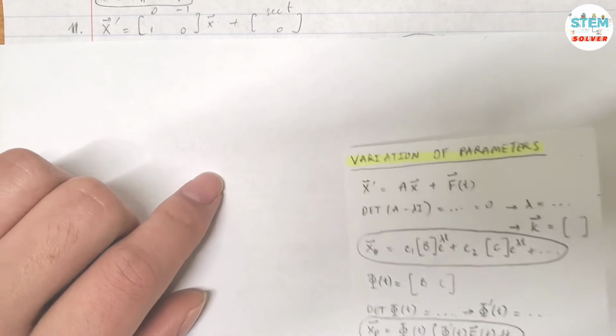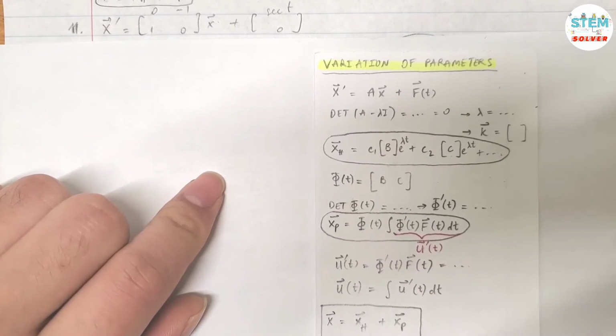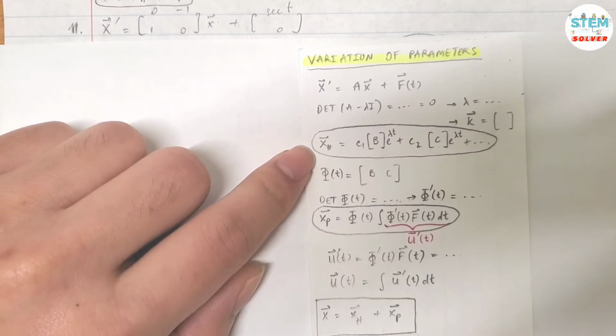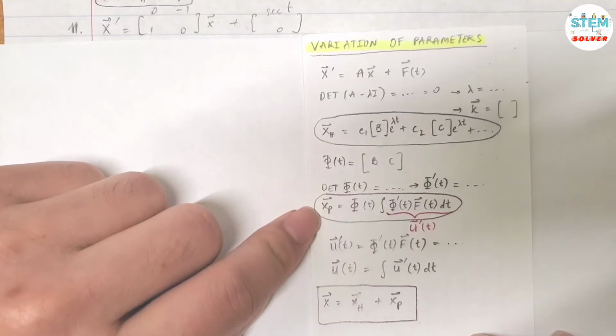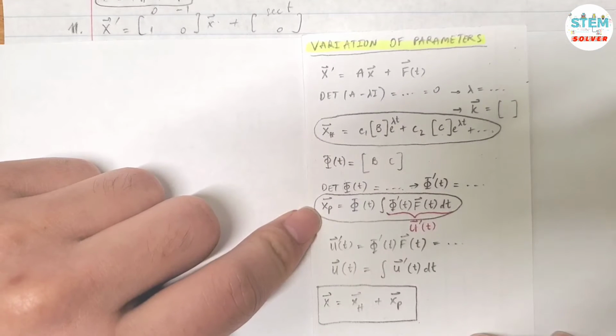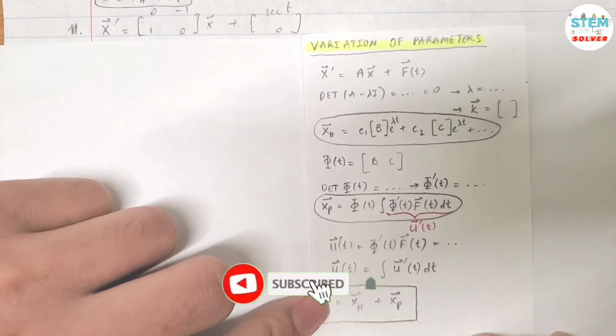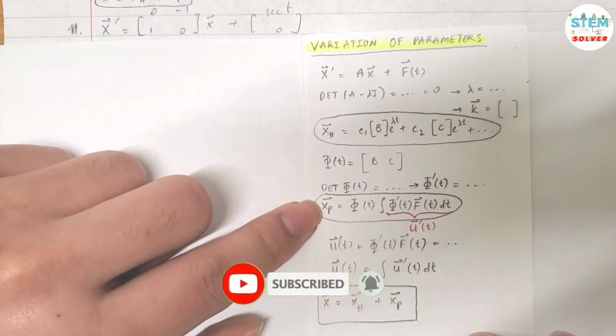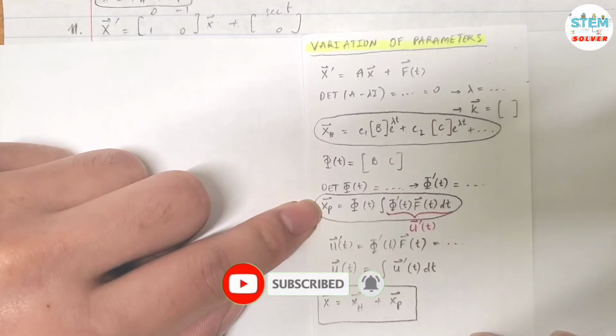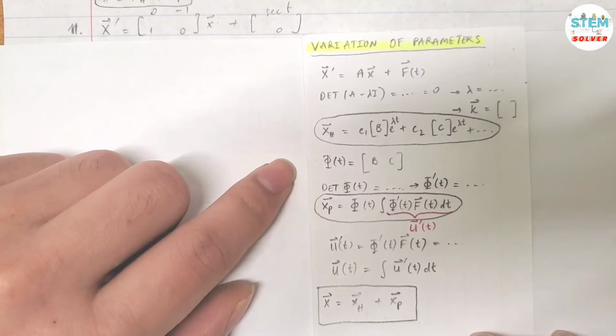Use variation of parameters to solve the given system. So you have this system, and to use the variation of parameters method, here's the guideline for you. First you need to find the homogeneous solution, then find the non-homogeneous solution, and your final answer is the combination of those two. Okay, so let's go over it step by step.